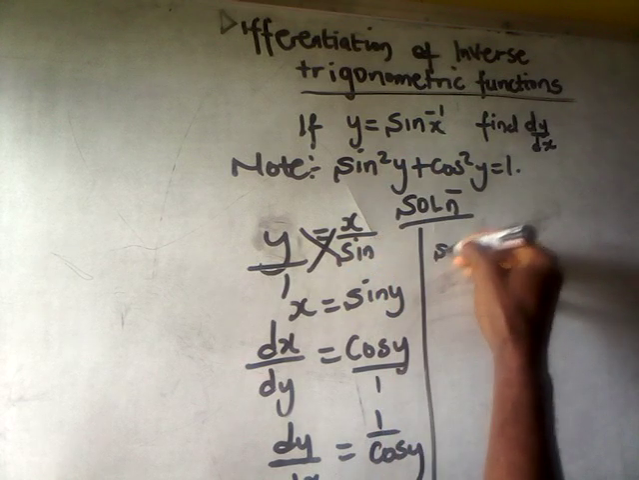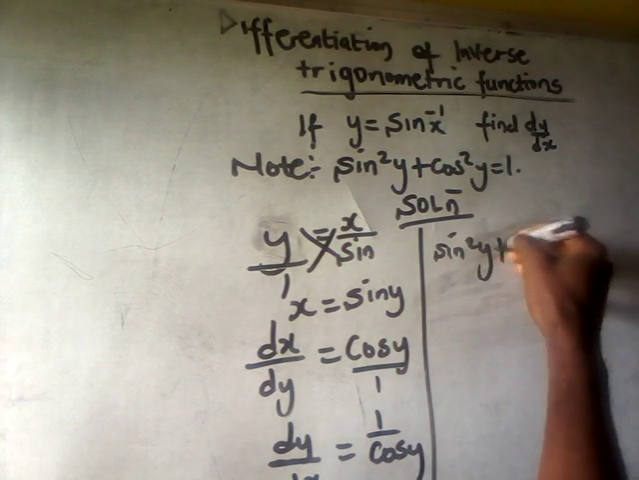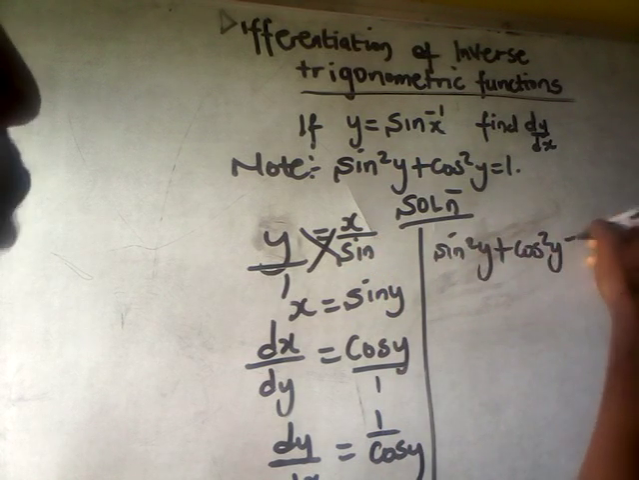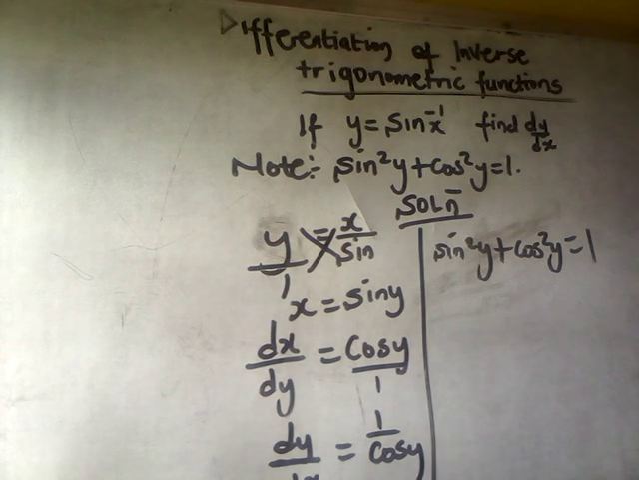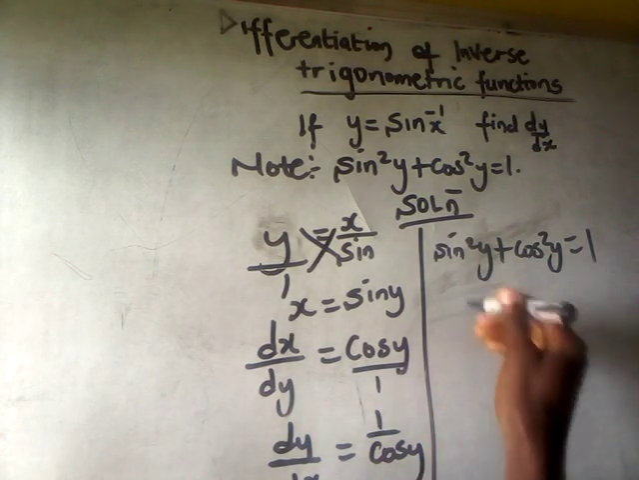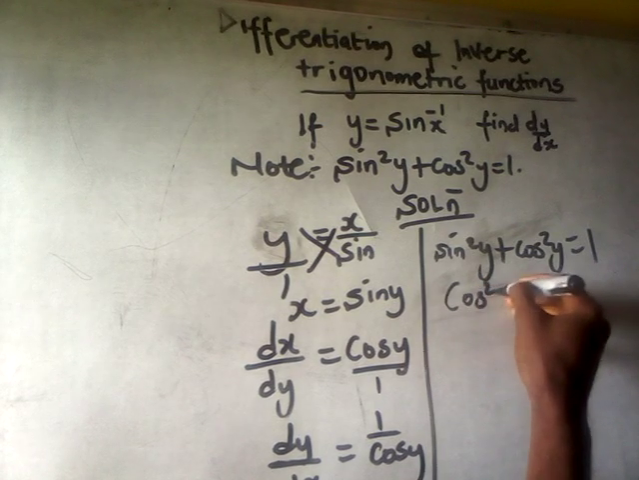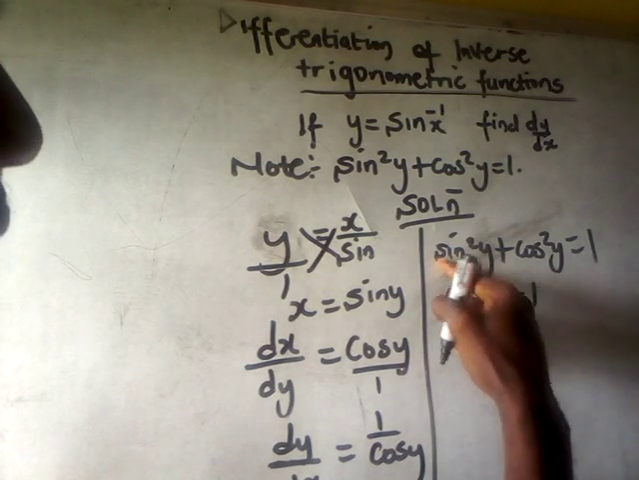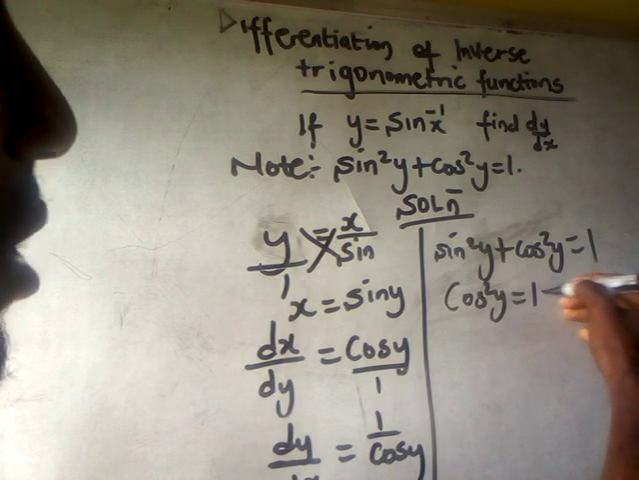I'll bring down sin² y + cos² y is equal to 1. Very important. So now I'm going to make this the subject of the formula so that I can change this. So we have here cos² y is equal to 1 minus sin² y. I carry this over there and it changes to negative.